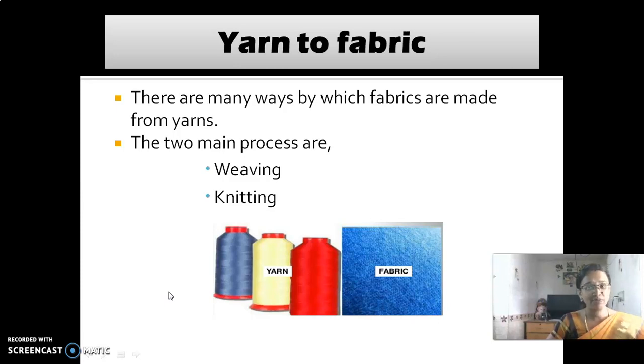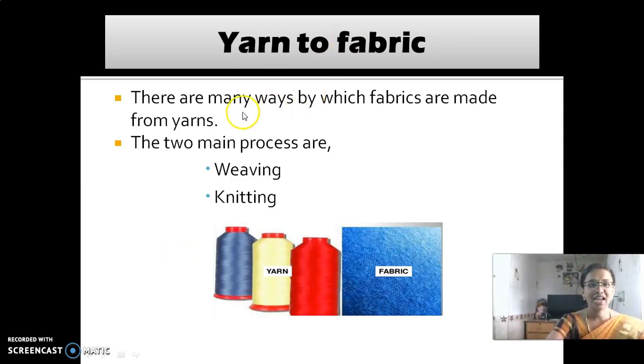In the previous part, we had seen how to convert fiber to yarn. Now we are going to see how to convert that yarn to fabric. Now we have obtained fiber. We have converted that fiber to yarn. Now we are going to convert yarn to fabric.